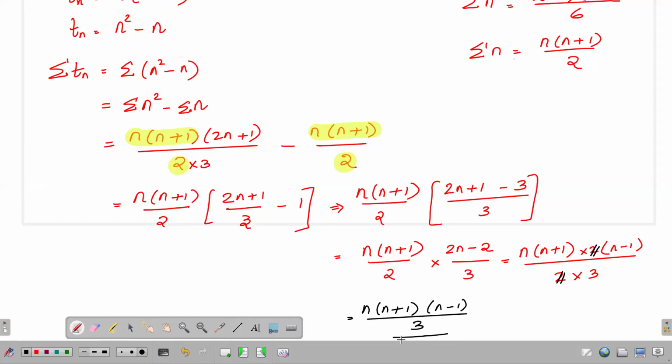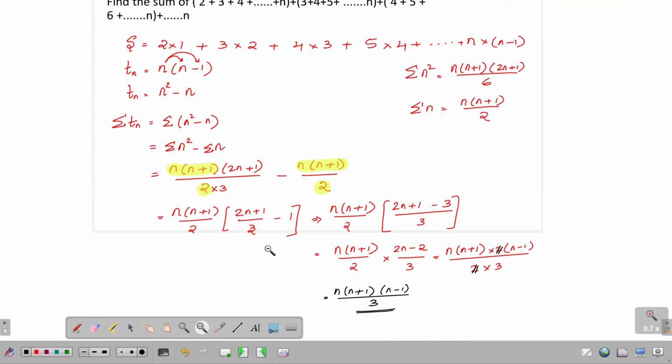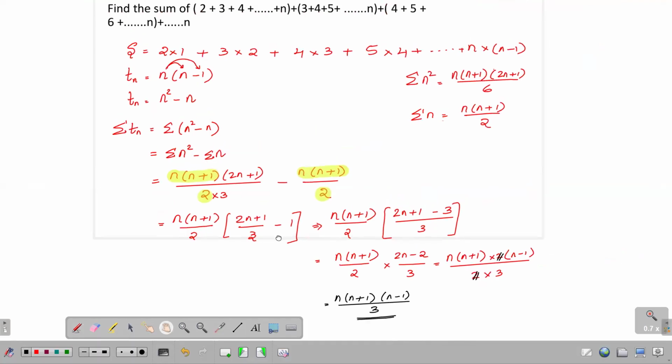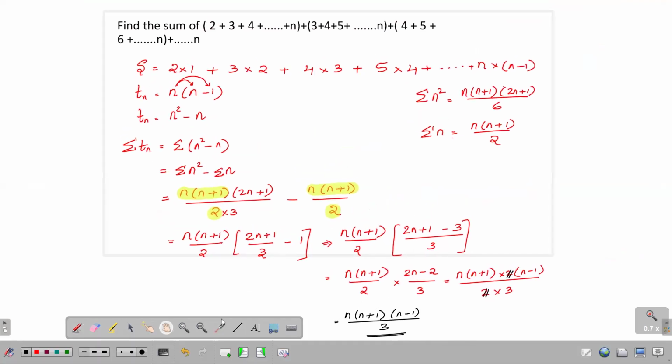Okay, so this is our final answer as far as our question here is concerned. I'm just presenting the entire findings in one single page here so that you can see what exactly has happened. Find the sum of all these terms up to n terms. So on simplification, I can say it will eventually come to n into n plus 1 into n minus 1 whole divided by 3. So this is the proceedings here. I assume that this explanation is clear to you.